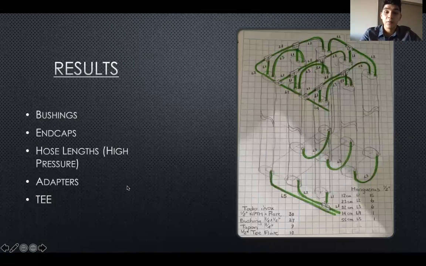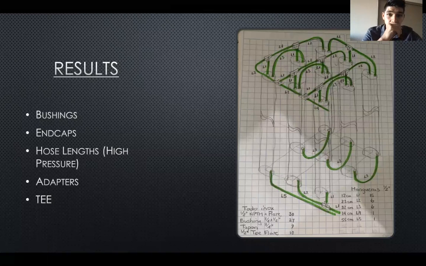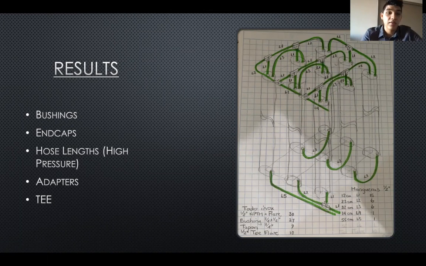Here, we made an arrangement of 3x3 accommodation for all the housings. In this diagram, we can see that we can add the bushings, the end caps, the hose lengths, the adapters, and the tees that we use alongside this prototype. This was a better way to improve the process.